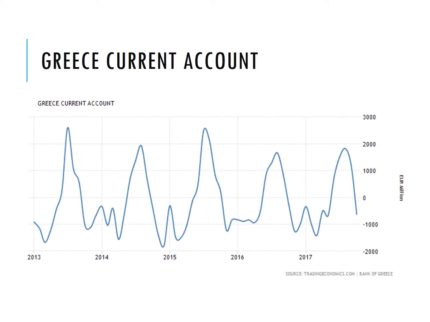Let's now turn our attention to the Greek current account. So this figure here shows us the Greek current account balance changing over time. And really the main thing to note with the Greek current account balance is that it's very seasonal. So we can see high periods of surplus, and then we can see other periods where we have deficits below zero. So we have deficits here and surpluses here.